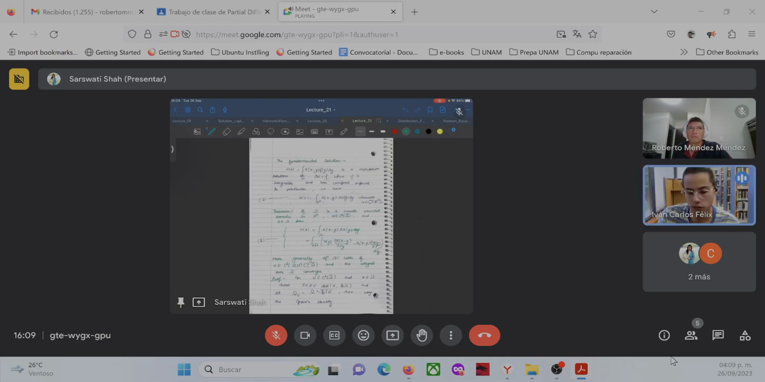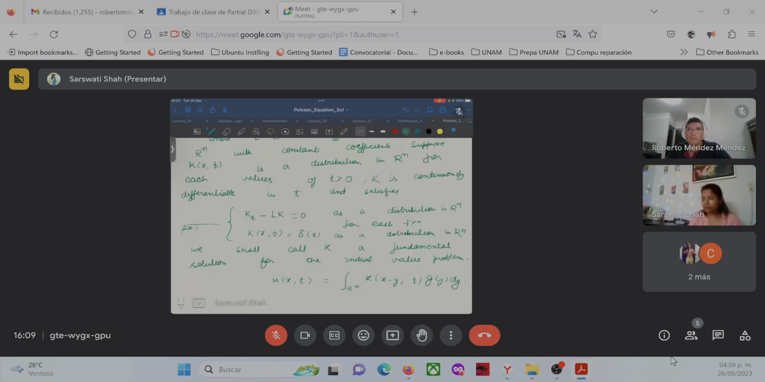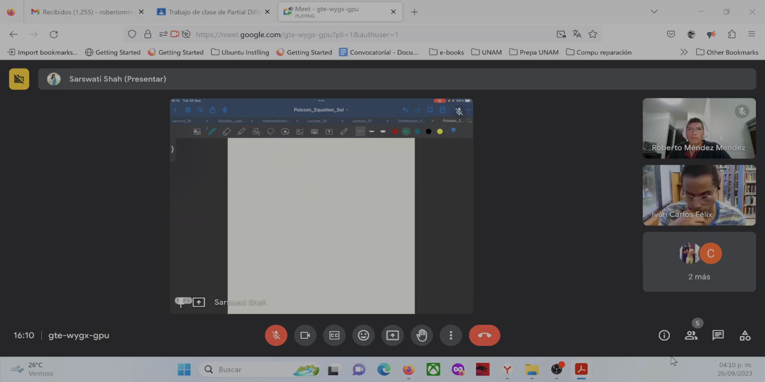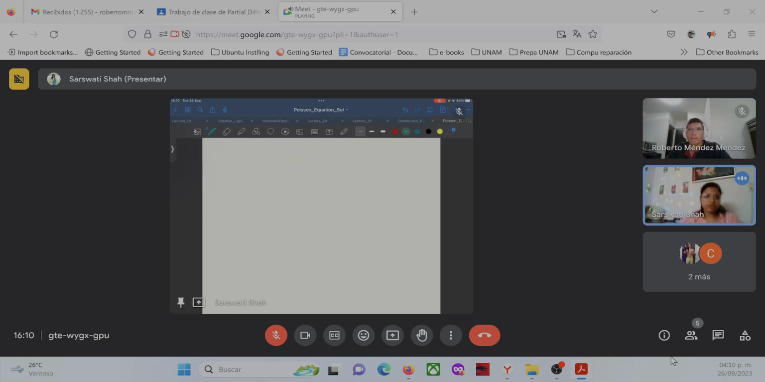Unit 4 is heat equation. So we are going to use the Duhamel's principle in unit 4. Unit 5 is wave equation.